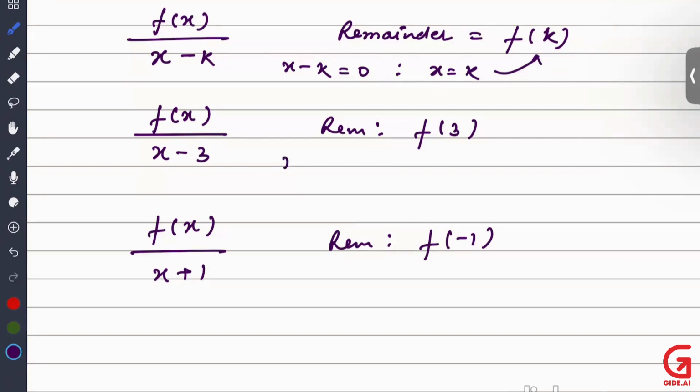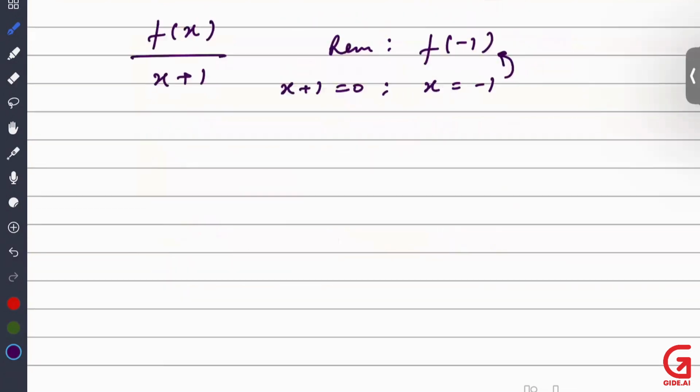In this one, x minus 3 is equal to 0, so you get x equals 3. You find f3. And for x plus 1 equals 0, you get x equals minus 1. You find f of minus 1. This would be the remainder, right?